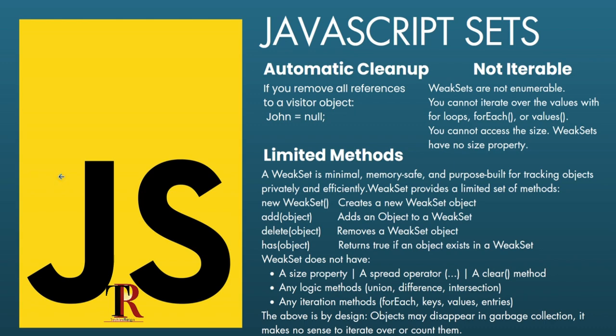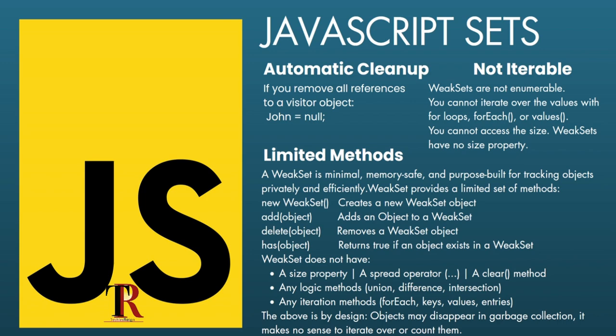Now, not iterable. WeakSets are not enumerable. You cannot iterate over the values with a for loop or forEach. Unlike the previous Set, where you can use for, forEach, or for...of loops, you cannot do that with a WeakSet. It's not iterable. You cannot loop over it. Now, you cannot access the size. WeakSet has no size property. Unlike the way we were able to access the size of a Set, you can't do that for a WeakSet because it has no size property.